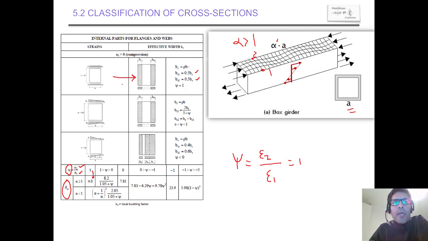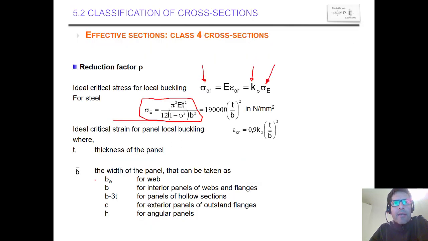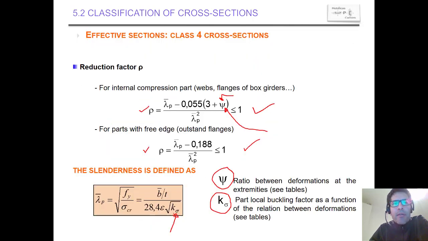So with the value of 4, we go back, we calculate, we put 4 here. We know the value of epsilon, we know the value of t, the value of b, 28.4, and we can calculate lambda, and with lambda we go to the internal compression part formula.